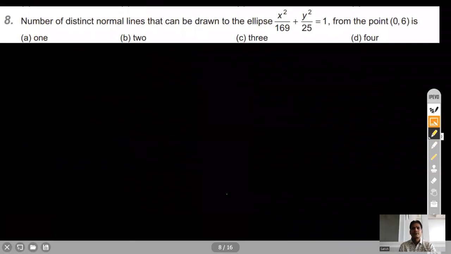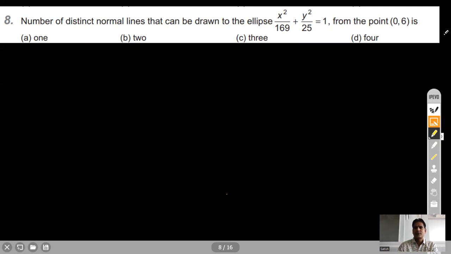This is our question number 8. So the number of distinct normal lines that can be drawn to the ellipse. So normally we can draw a maximum of 4 normals, right? In case of parabola, if you remember, from any point we can draw a maximum of 3 normals. But in case of ellipse, it's not like that. In case of ellipse, a maximum of 4 normals can be drawn from any point. But I don't know how many normals can be drawn in this question from the given point.